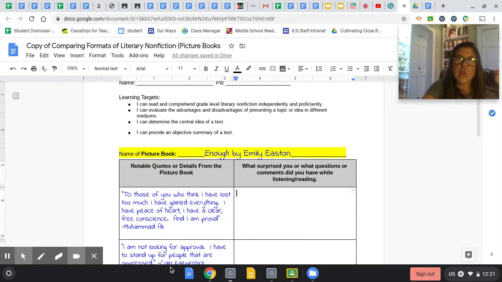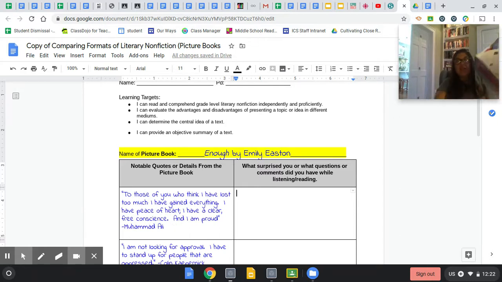So the first quote that I picked is, to those of you who think I have lost too much, I have gained everything. I have peace of heart, I have a clear conscience, and I am proud.